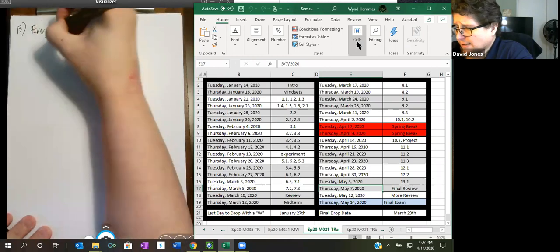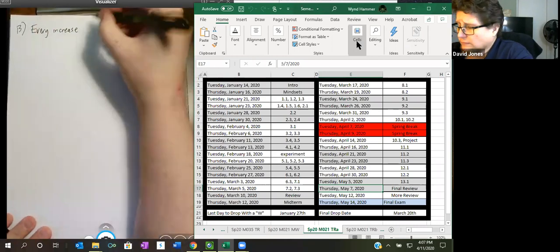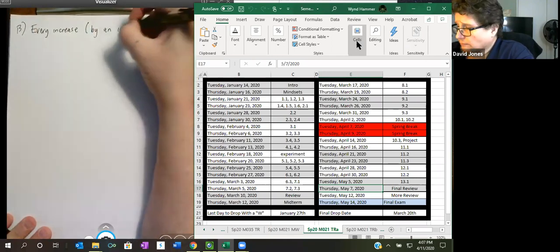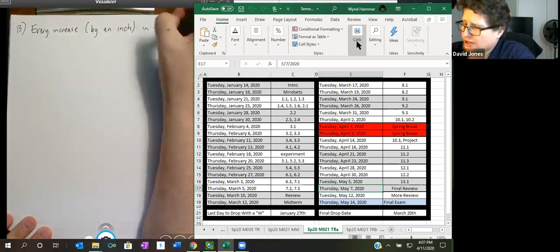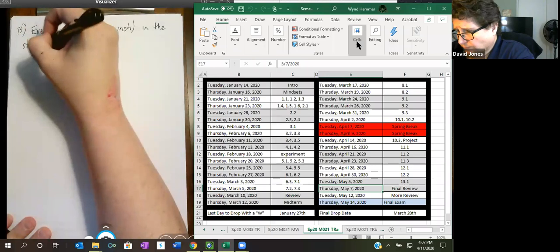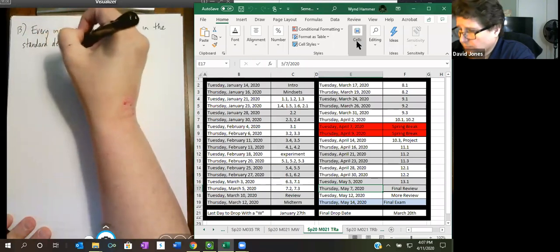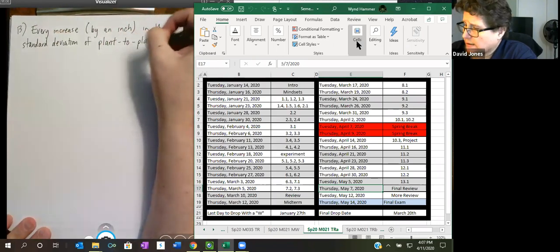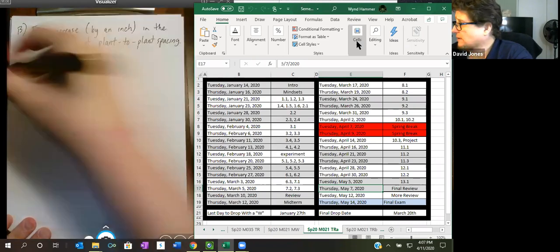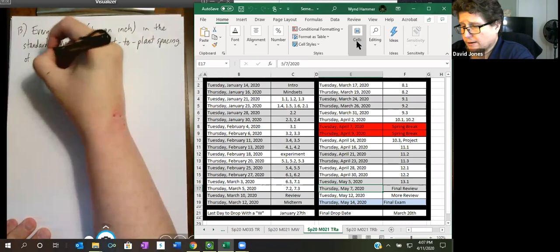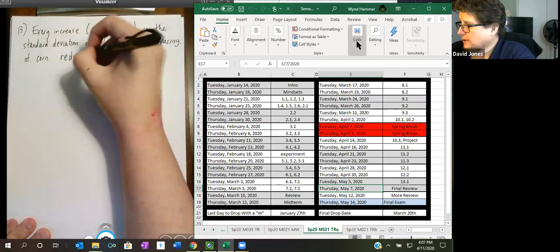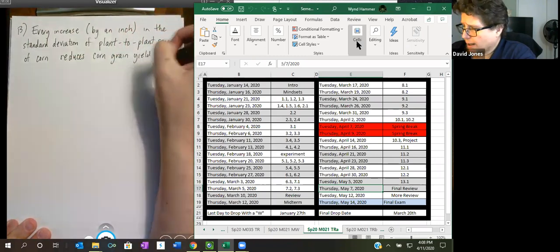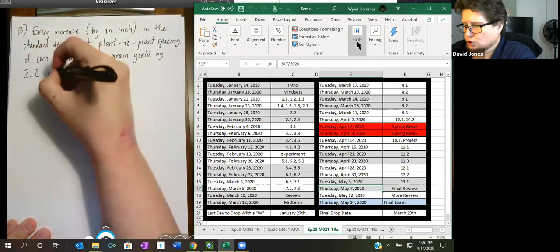Every increase by an inch in the standard deviation of plant-to-plant spacing of corn reduces corn grain yield by 2.2 bushels per acre.